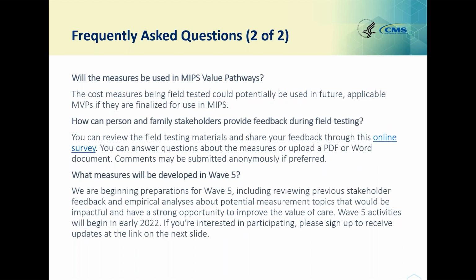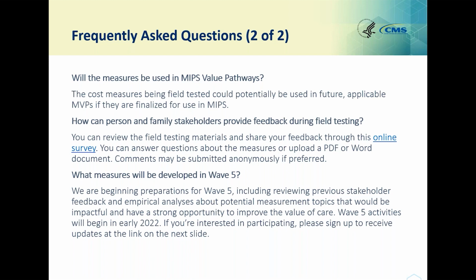Another question that we often hear is, will the measures be used in MIPS value pathways or MVPs? They certainly could be if the measures are implemented in MIPS. Linking cost and quality is one of the considerations that our work groups keep in mind when building out the specifications for opportunities for improvement and identifying relevant quality measures that could align with a cost measure. The question of value is also something that our patient and family partners highlight when sharing their experiences with the work groups. For example, in providing examples where care could have been improved and what sorts of services were most helpful at different points in their care journey.